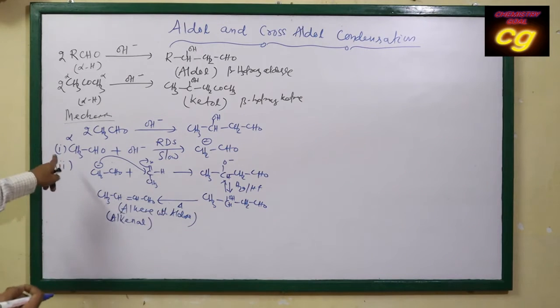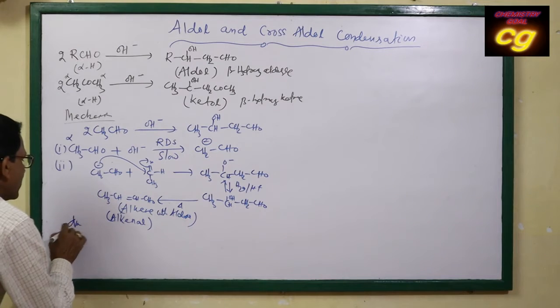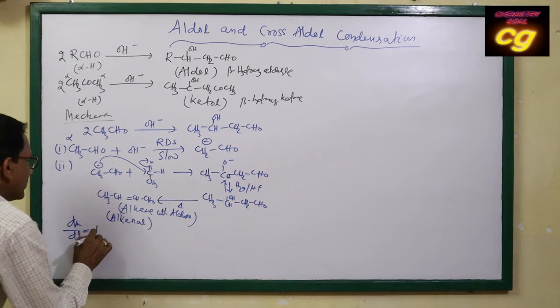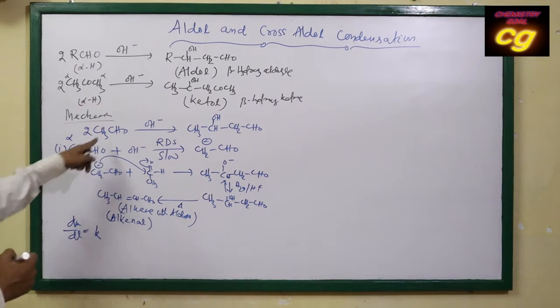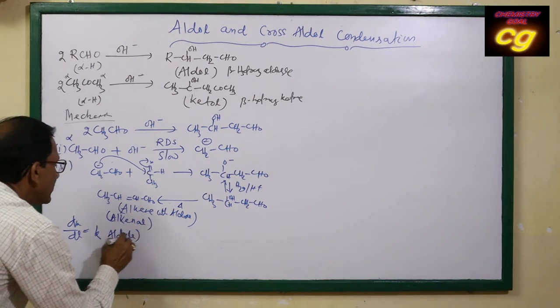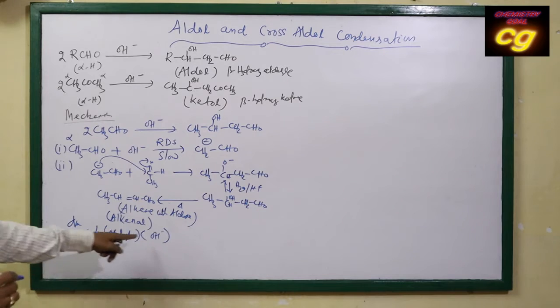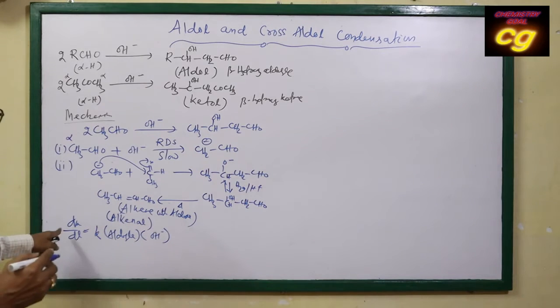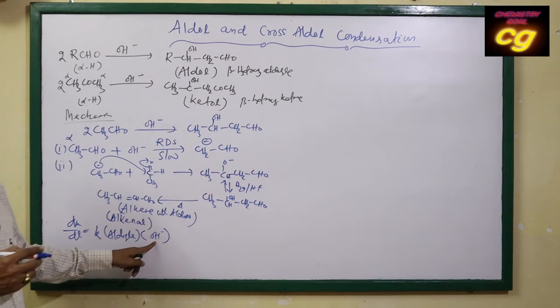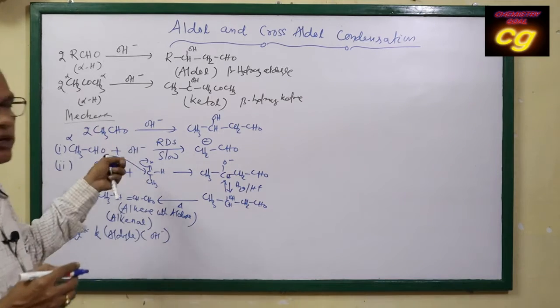Here the rate, dx by dt, only depends upon K and the concentration of your aldehyde and OH minus. Both it depends on. So it is a second order reaction, as it depends upon aldehyde and base. So this is the mechanism of the aldol condensation.